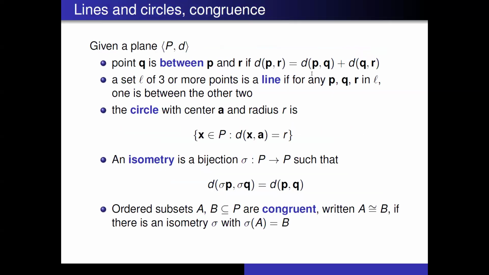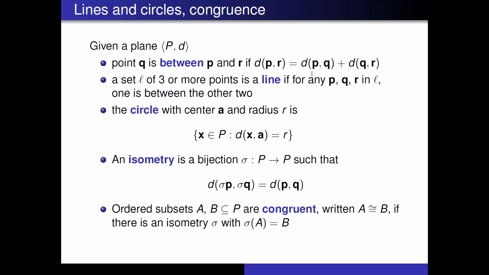So let's go through the axioms, or actually the definitions. So a point Q is between P and R if the distance from P to R is just the sum of the distances from P to Q and Q to R. And a set of 3 or more points with this property, one of them between the other two, is a straight line. And then a circle is defined as always, a set of all points a given distance from a center.